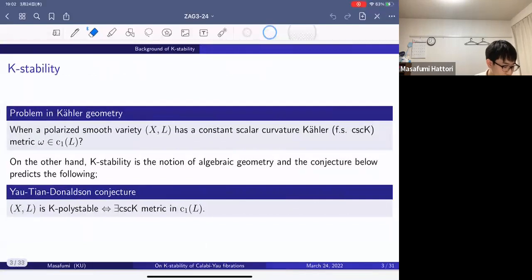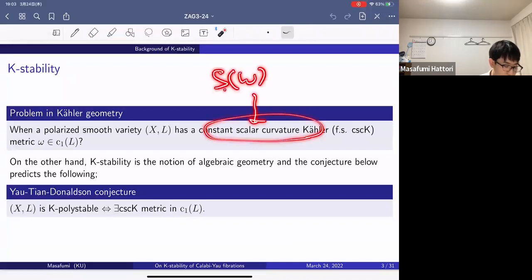So first, it is one of the most important problems in Kähler geometry. When the polarized variety (X, L) has a constant scalar curvature Kähler metric ω in c_1(L), so cscK metrics, namely the constant scalar curvature, this is in general a C infinity function.